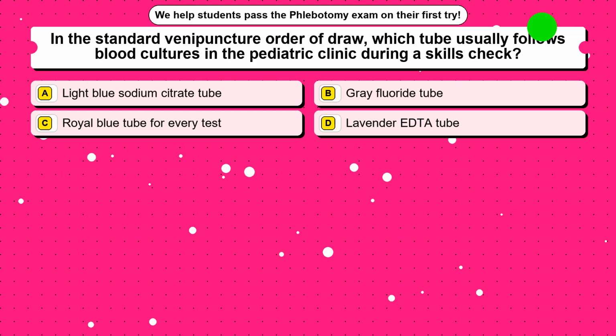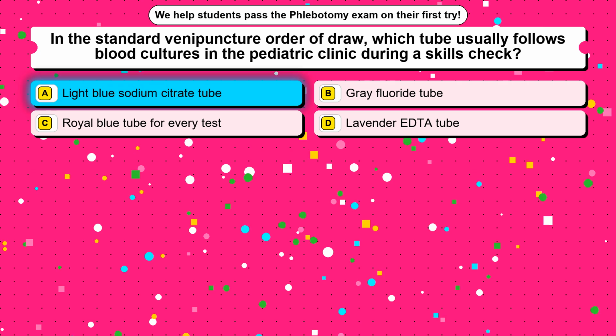Question 40. In the standard venipuncture order of draw, which tube usually follows blood cultures in the pediatric clinic during a skills check? Option A. Light blue sodium citrate tube. Option B. Gray fluoride tube. Option C. Royal blue tube for every test. Option D. Lavender EDTA tube.